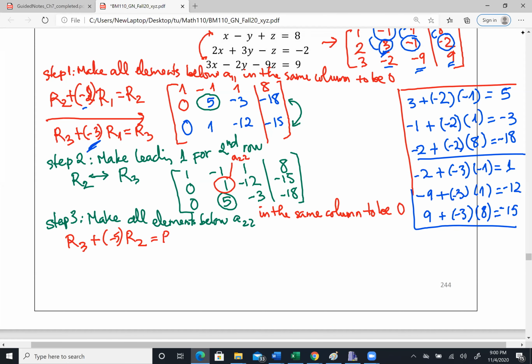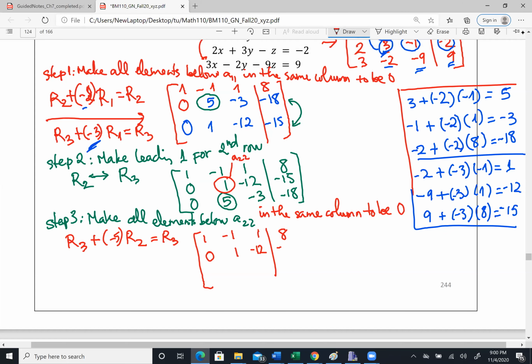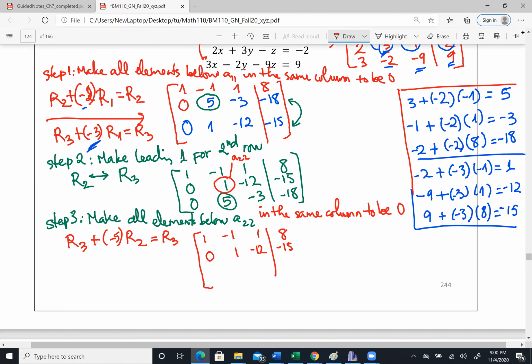And now you're going to have the new R3. So how does that look? So I have 1, -1, 1, 8, 0, 1, -12, -15, and then, okay. Now for the last row, 0, 0, okay.